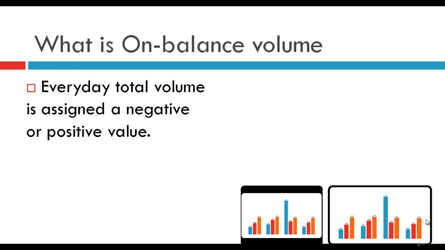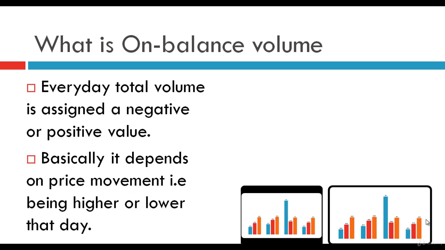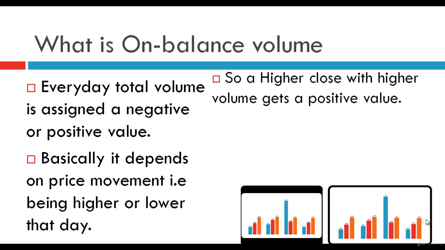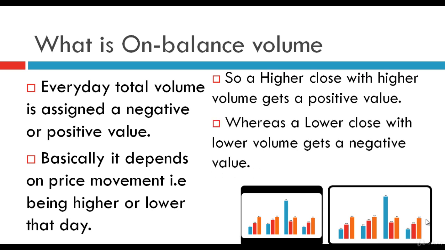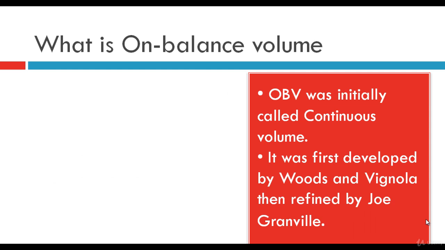Every day, total volume is assigned a negative or positive value in the OBV indicator. Basically, it depends on price movement, that is, being higher or lower that day. So a higher close with higher volume gets a positive value, whereas a lower close with lower volume gets a negative value. Through these values, the OBV indicator moves.